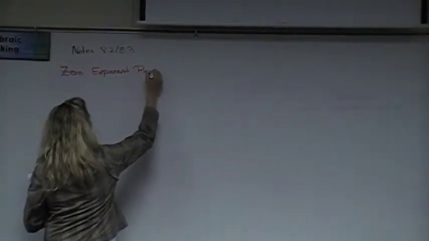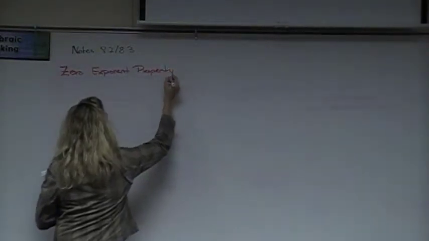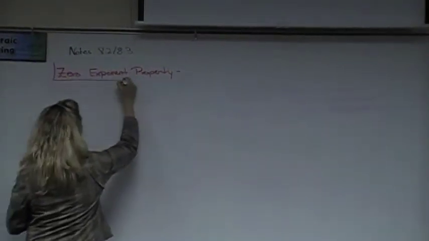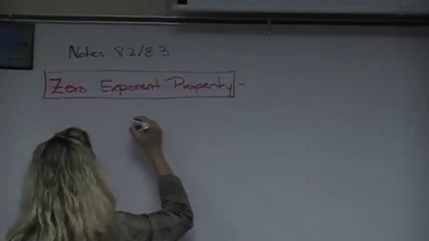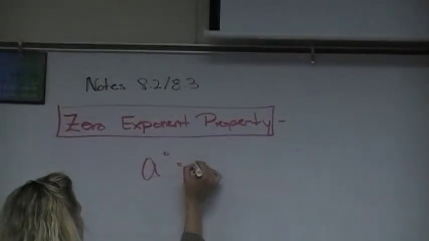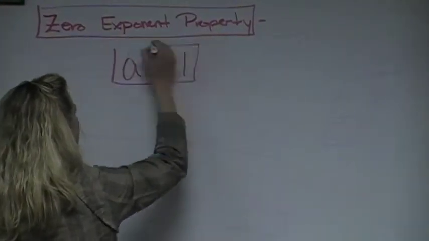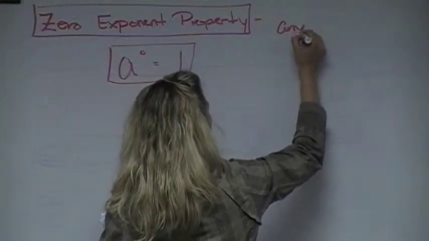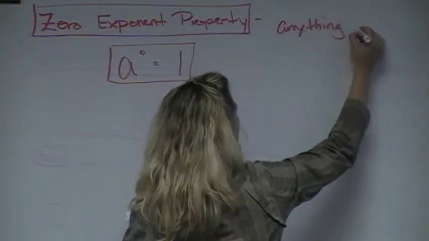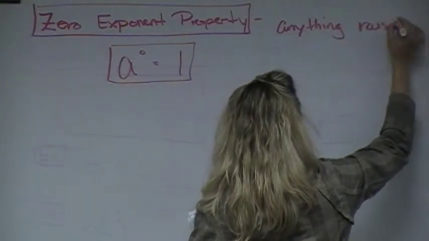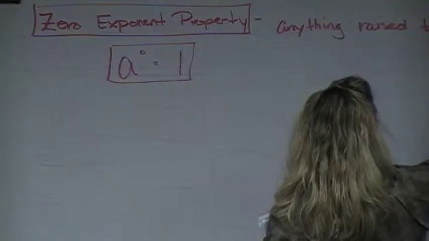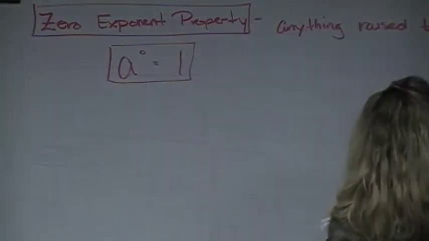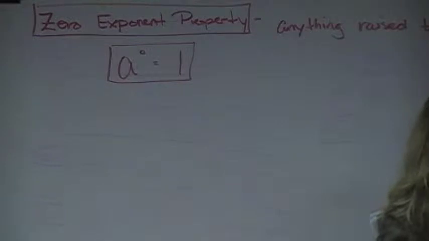Alright, zero exponent property, class. This one just says that whenever you raise anything to the 0 power, what do we get for the answer? 1. Right, so a to the 0 power equals 1. Anything raised to the 0 power just becomes 1. The only thing that's undefined is if you try to raise 0 to the 0 power. That's the only thing that's undefined.